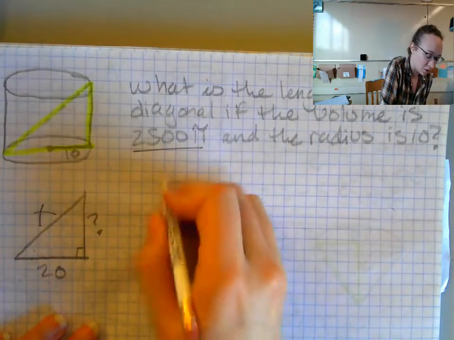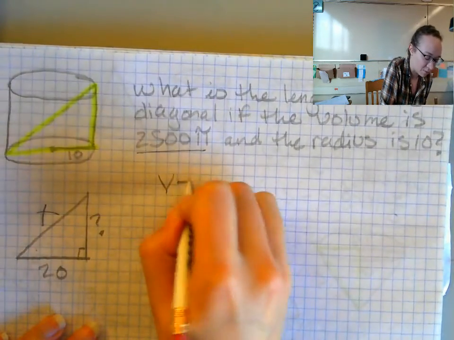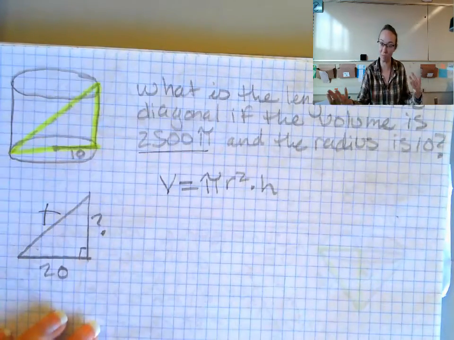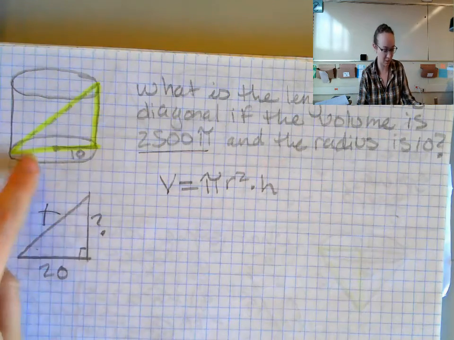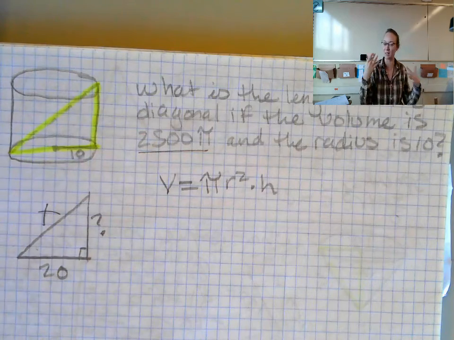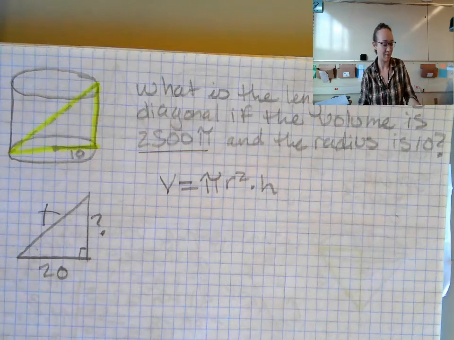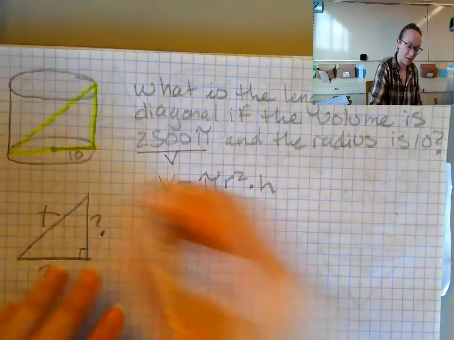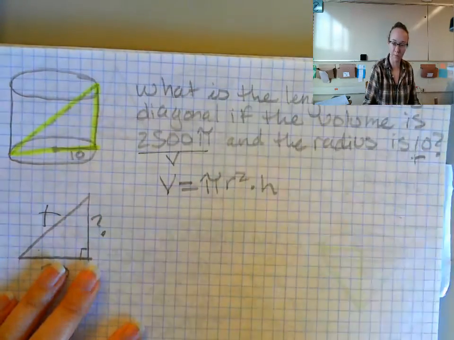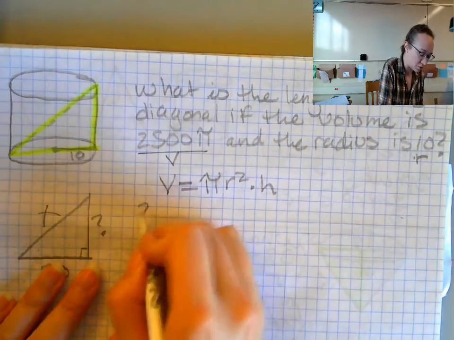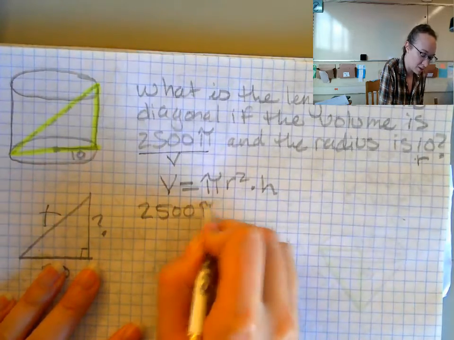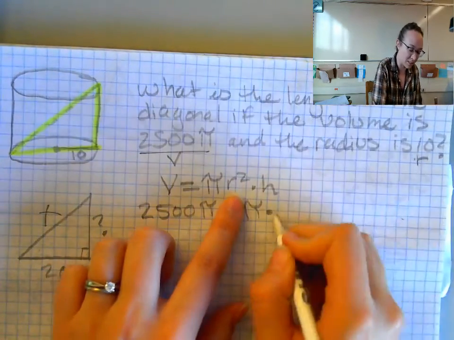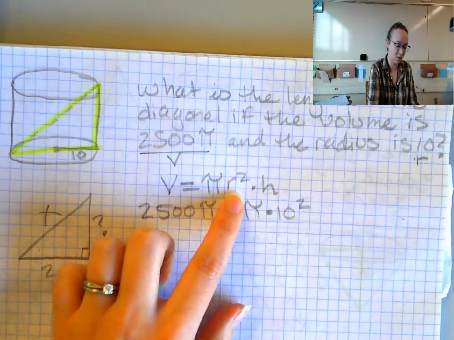So I'm going to write down my formula again. Volume equals pi r squared times height, because that's the specific formula for a cylinder. Not divided by 3, because this is a cylinder this time, not a cone. And I'm going to plug in what I know. So I know V and I know R, right? So 2,500 pi equals pi times R is 10 squared times height.